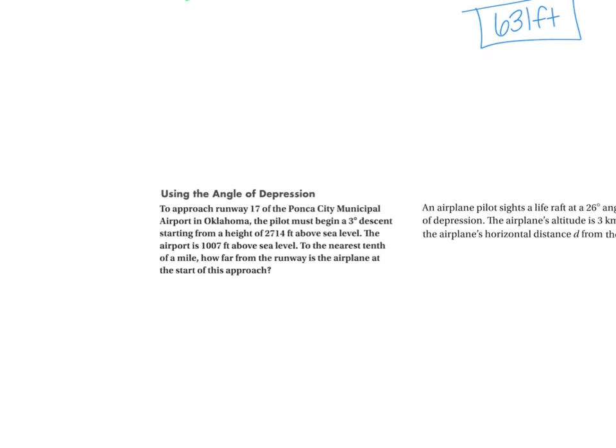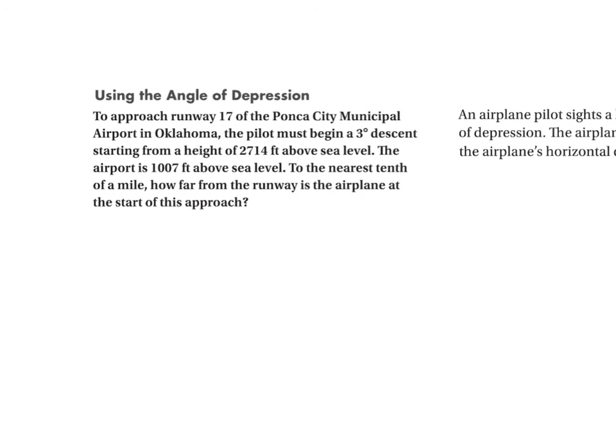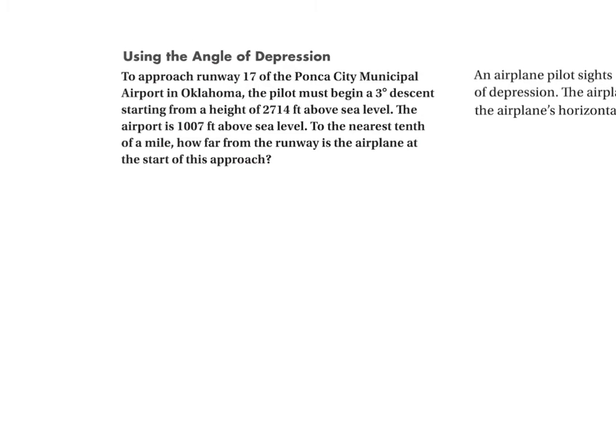Okay, next problem. Now we're using angle of depression. So to approach runway 17 of Ponca City Municipal Airport in Oklahoma, the pilot must begin a 3-degree descent, starting from a height of 2,714 feet above sea level. The airport is 1,007 feet above sea level. To the nearest tenth of a mile, how far from the runway is an airplane at the start of its approach? So this is another tricky one. This is probably like as hard as they get, in my opinion.